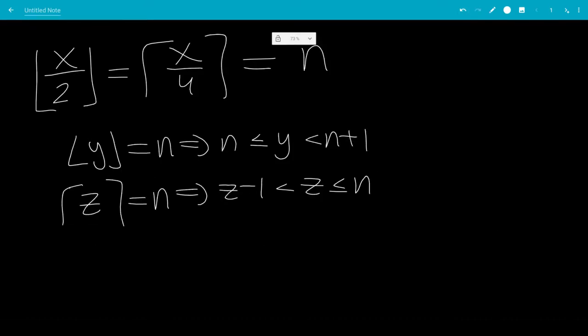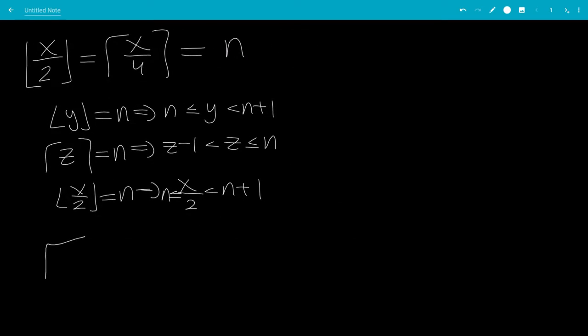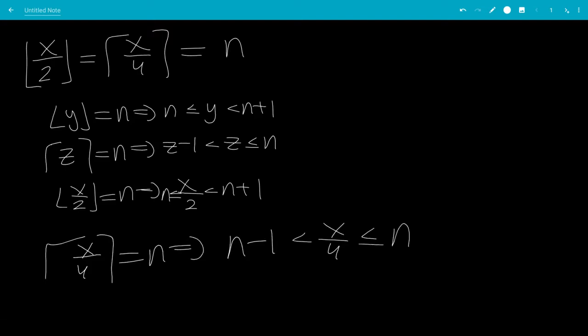Plugging that in for x over 2 and x over 4, you get the floor of x over 2 is n, which implies that x over 2 is between n and n plus 1. And the ceiling of x over 4 equals n implies n minus 1 is less than x over 4 is less than or equal to n. So we have these two inequalities.